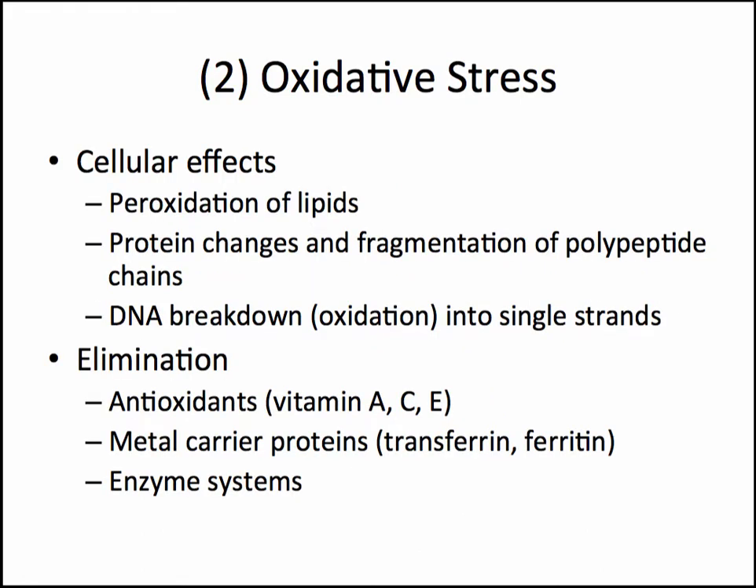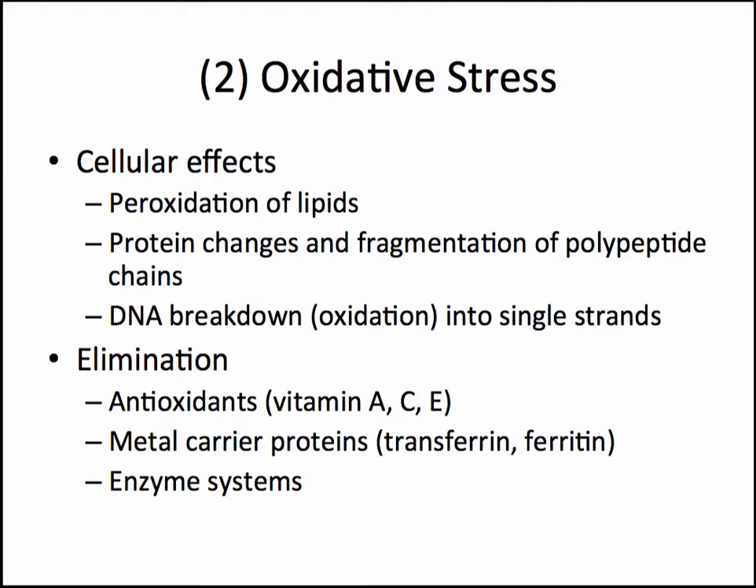The cellular effects of oxidative stress include the following: peroxidation of lipids, which results in vasoconstriction, inflammation, and the development of a prothrombotic environment, where the individual is at increased risk for clot development. Protein changes and fragmentation of the polypeptide chain, and DNA breakdown or oxidation into single strands.